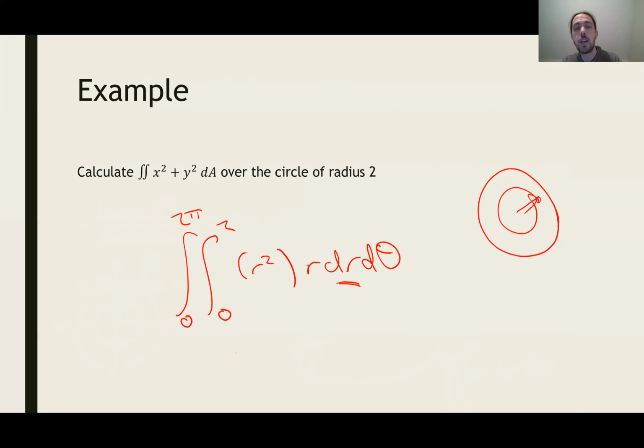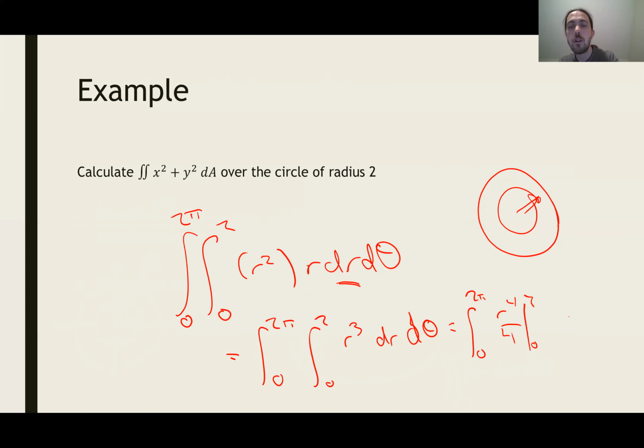So this is the integral we get, and this one we can actually simplify. It's an integral from 0 to 2 pi of an integral from 0 to 2 of r cubed dr d theta, and that's going to turn into an integral from 0 to 2 pi of r to the 4th over 4 evaluated between 0 and 2 d theta. It's an integral from 0 to 2 pi of 16 divided by 4, which is 4, d theta, and that's just going to be 8 pi. So the double integral in this case is eminently calculable, and we never had to integrate a square root.